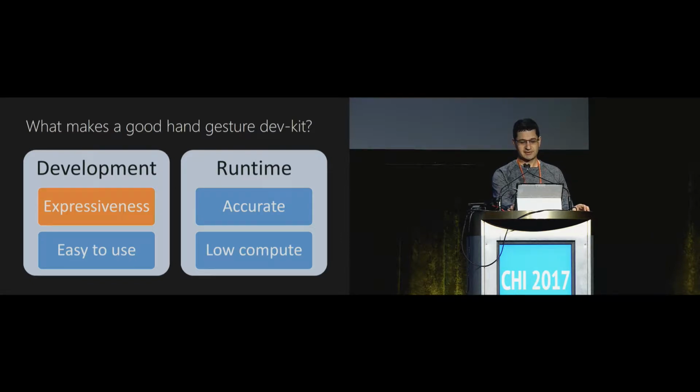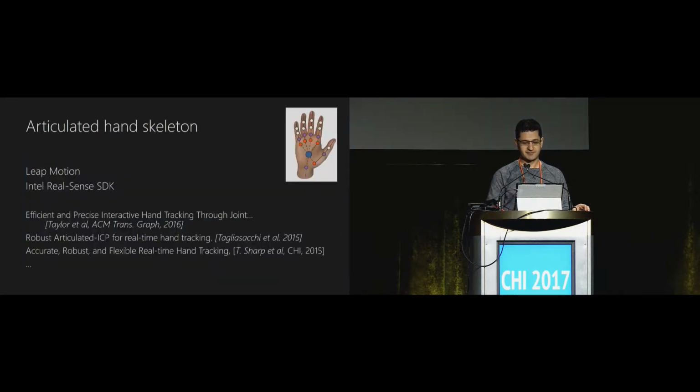So let's start with discussing in detail the expressiveness of the SDK. In the last two to three years, there has been a lot of very successful work on the articulated hand skeleton, both in the industry, Leap Motion and Intel SDK, and also in conference and academic work. In an articulated hand skeleton, you get many parameters, like the positions of all joints in the hand, represented in different possible ways. One possible way is the location of each of the joints.